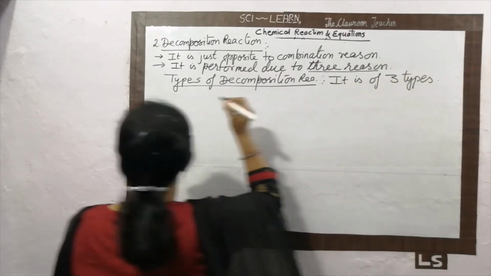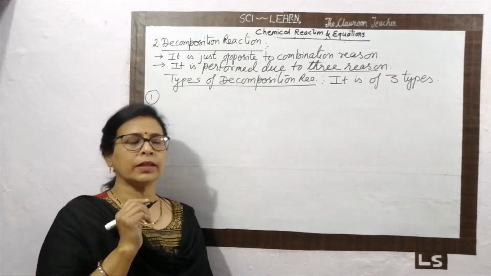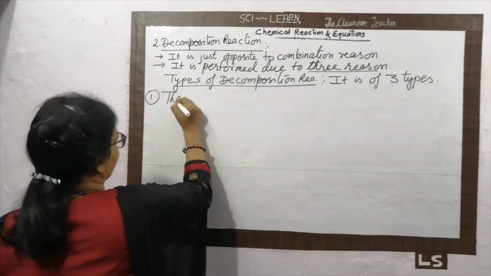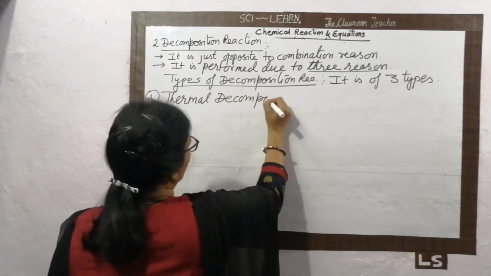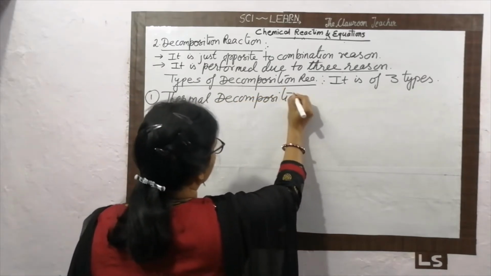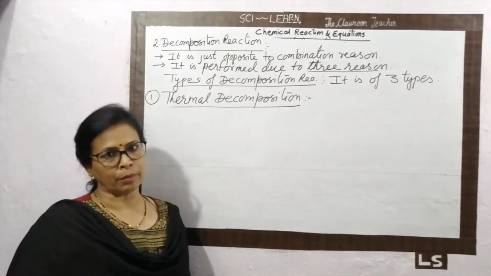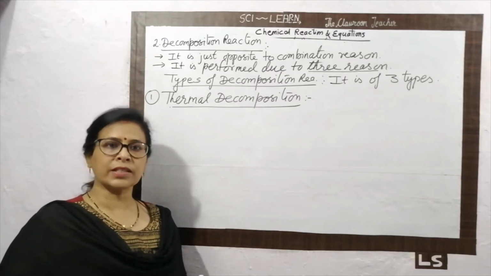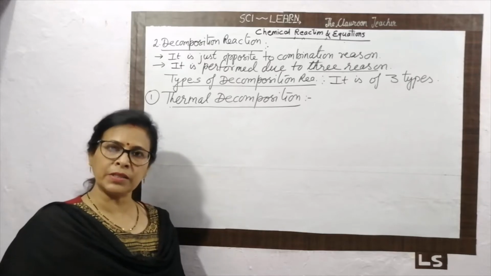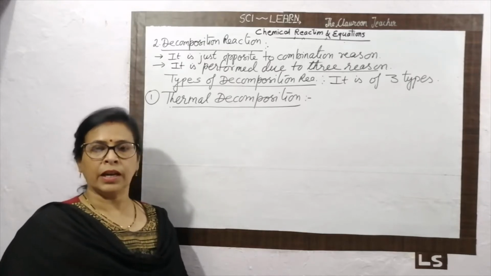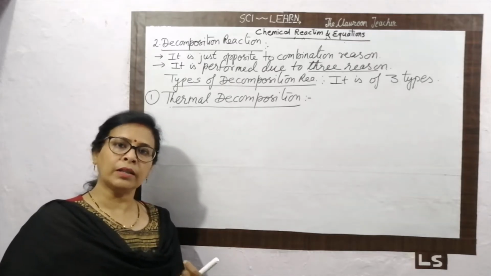Now the first type of decomposition reaction is called thermal decomposition. You know very well the meaning of decomposition: splitting of the substance. And what is the meaning of thermal? The word thermal is related to thermo, and thermo means heat. If the decomposition is completed in the presence of heat, when we heat the substance, then it decomposes to form a new substance. If heat is required for the process, then that type of decomposition is called thermal decomposition.